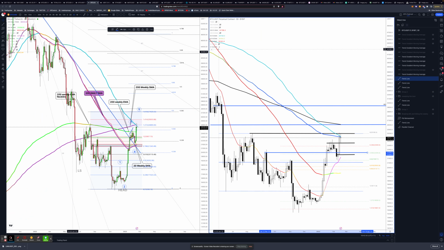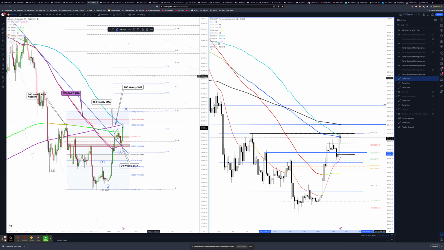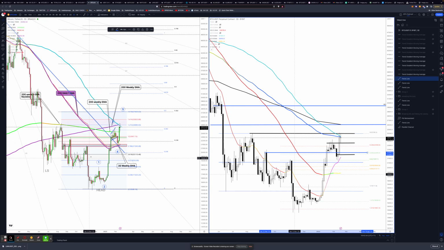Now let's look at the current scenario. Right, so we talked about this. We've got a Fibonacci 1.272 acting as a resistance when we use this.